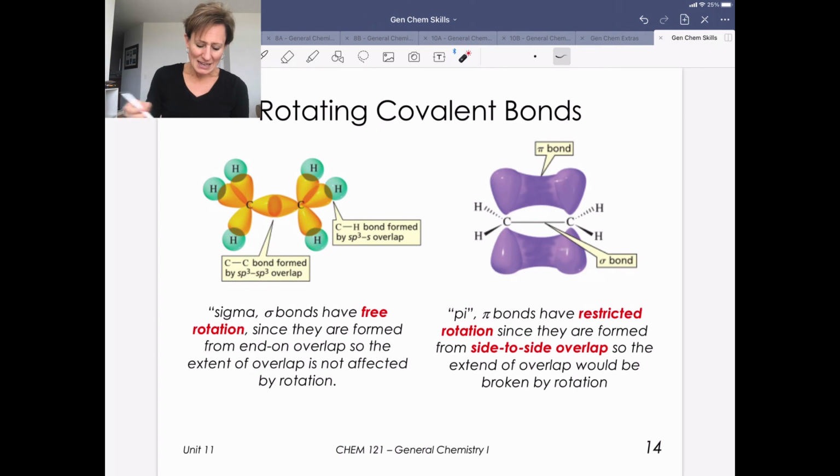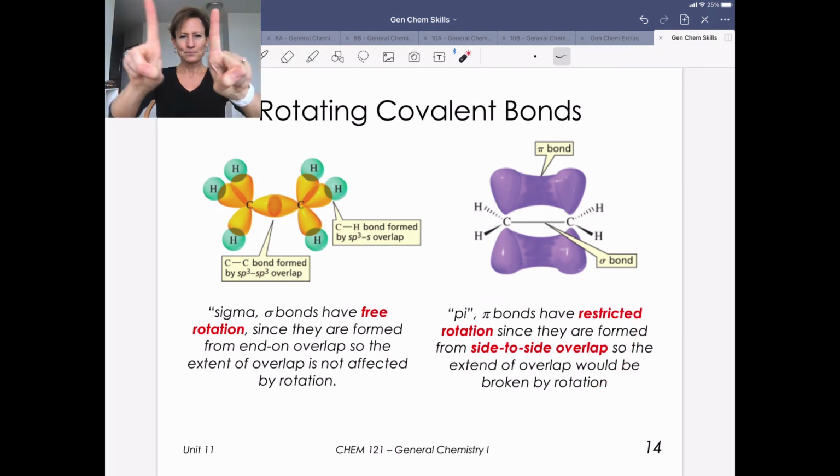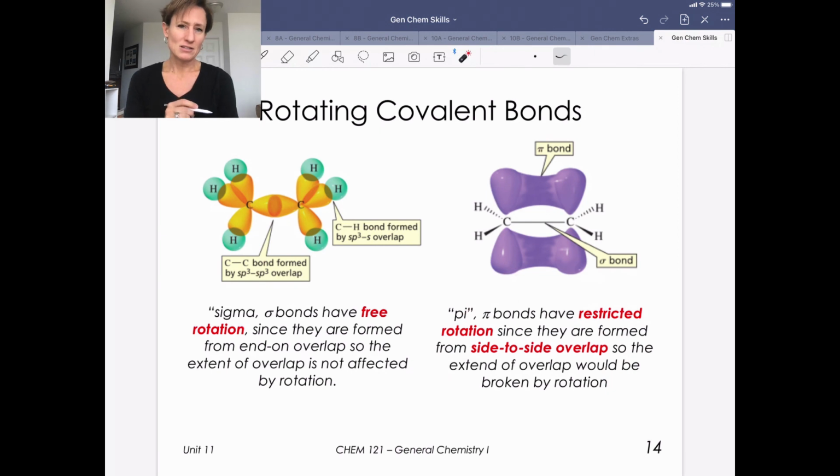What that means is we have what we call free rotation about sigma bonds. So if I'm doing this kind of a bond, I can rotate my fingers. I can move my fingers without breaking the magnets, without breaking the bond. But pi bonds have what we call restricted rotation. So if I'm making a pi bond and I've got magnets that are holding my fingers connected, right? I can't move my fingers unless I broke those magnets, okay? So we have restricted rotation about pi bonds. So that's just one of those things I want you to know, that there is free rotation about sigma bonds. We have restricted rotation about pi bonds.